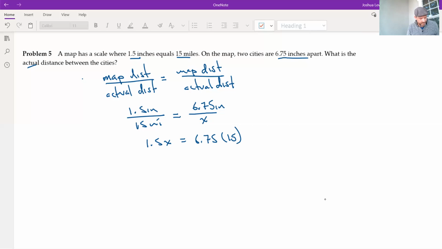6.75 times 15. We're going to get 1.5x equals 101.25. Divide both sides by 1.5. And we're going to get 67.5 miles. Okay.